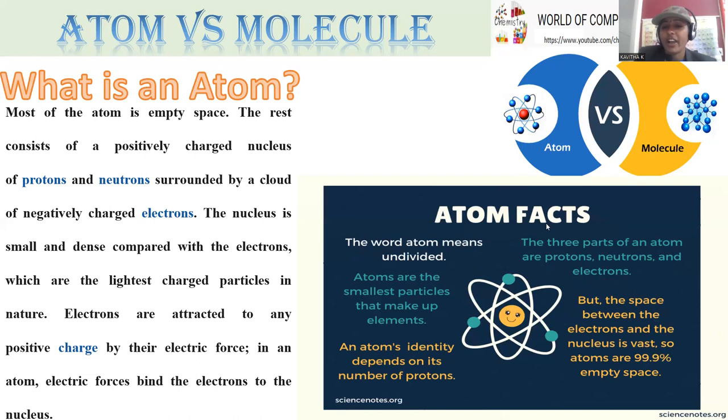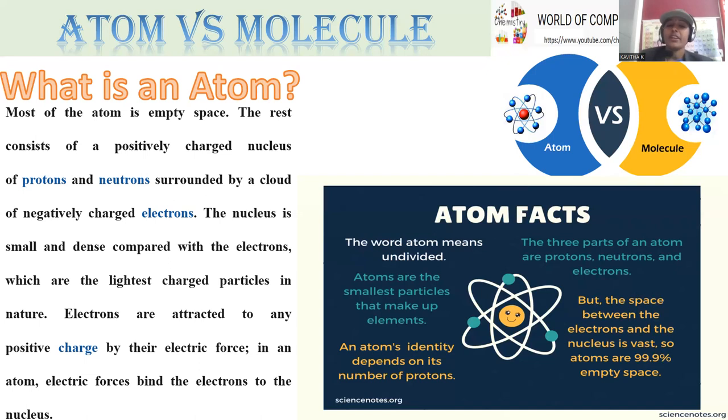So what are the facts regarding this atom? The word atom means undivided. When the term atom was invented, there was no microscope at that time. That's the reason why they thought this is the undivided particle, the smallest tiny particle, which we can't further bisect into smaller pieces.